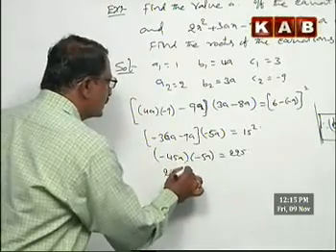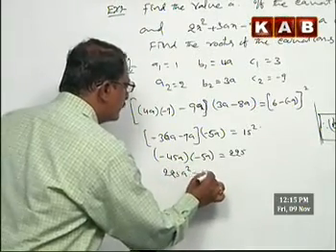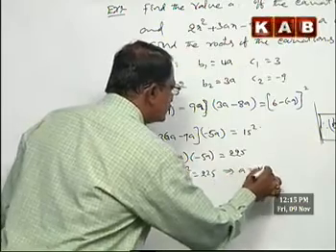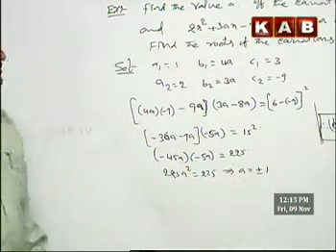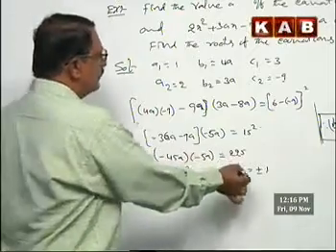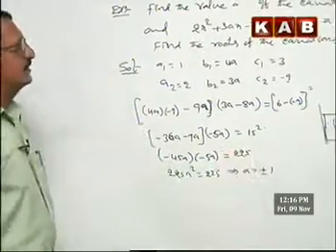A into a square equals 225. Now this implies a equals plus or minus 1. Therefore the value of a equals plus or minus 1.